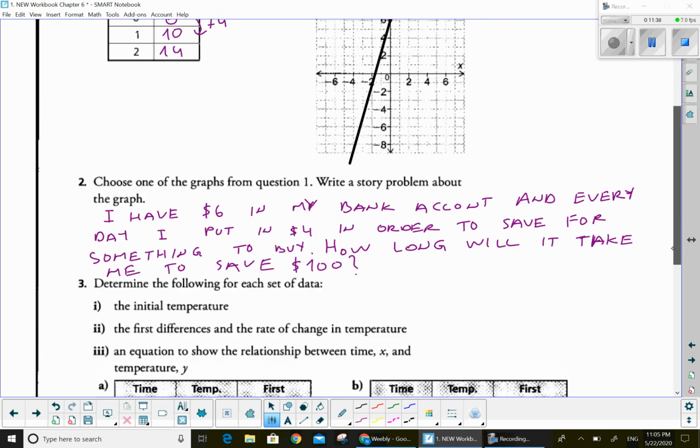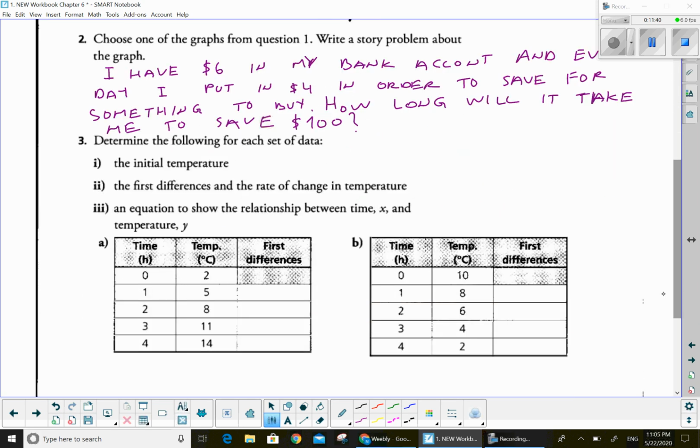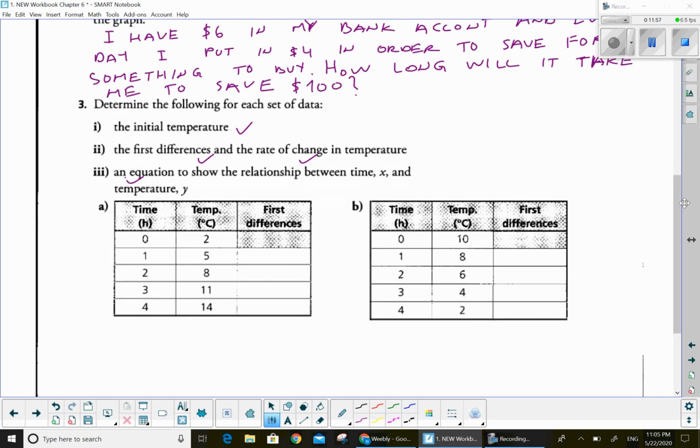All right. Moving on to next question, it says determine the following for each set of data. So it says initial temperature, first differences, rate of change, and equation. Okay, so we're going to find all of these things. So we have A and B. It seems like it's showing temperature over a certain amount of time. They are starting at 0. And as you can see, one is increasing, one is decreasing.